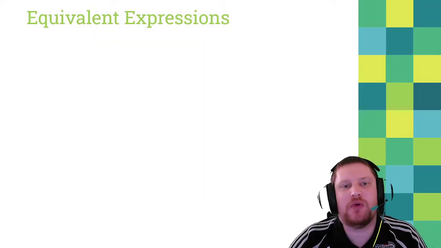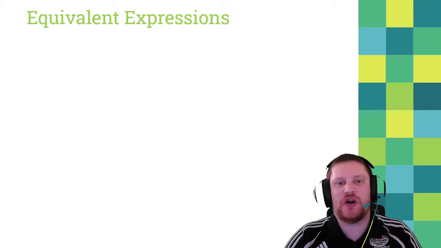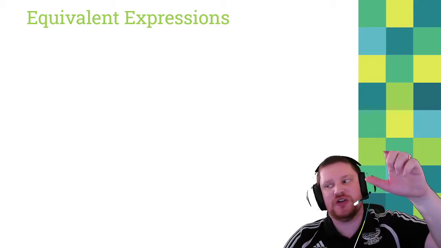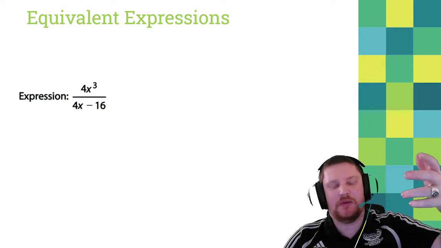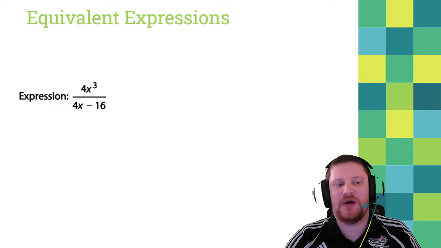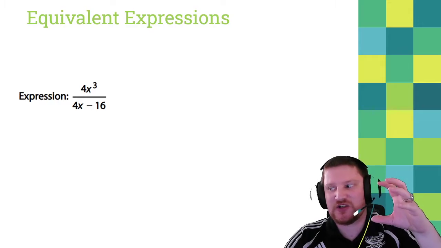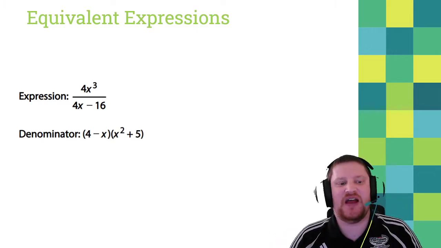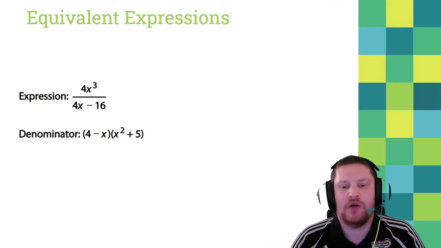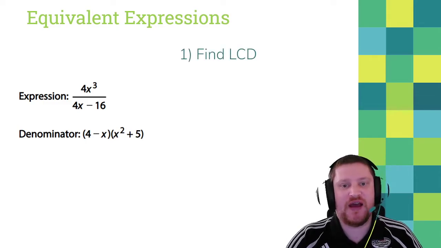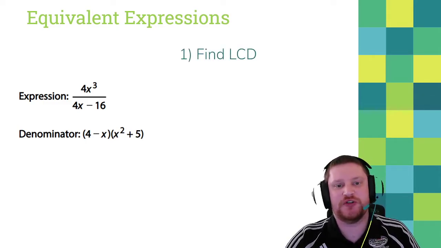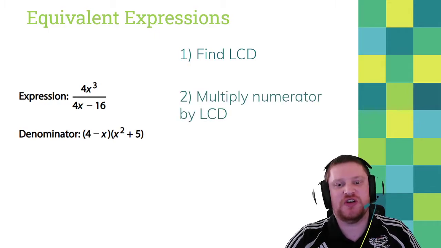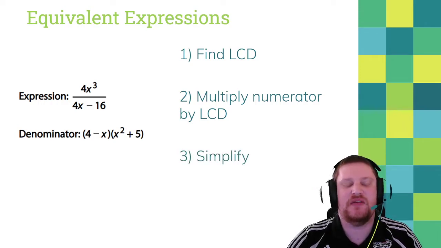The next type of problem that we might have is equivalent expressions. They'll give you one expression, for example 4x cubed divided by 4x minus 16, and they'll say, write an expression that is the exact same but has this as the denominator. Well, in order to do that, you're going to have to find the least common denominator first. Then you'll need to multiply the numerator by that least common denominator, and then simplify.